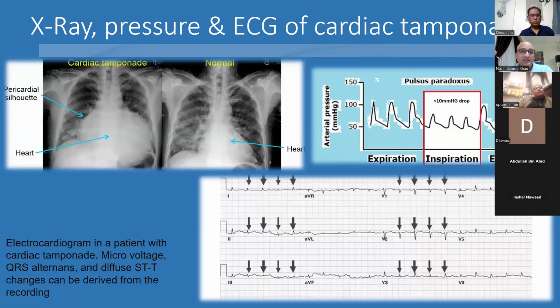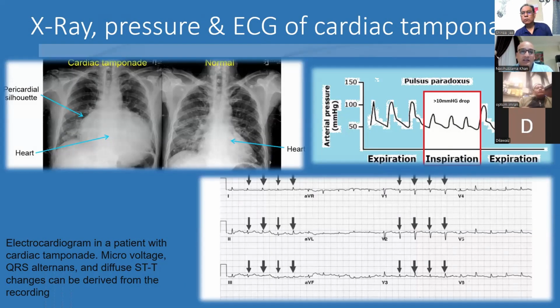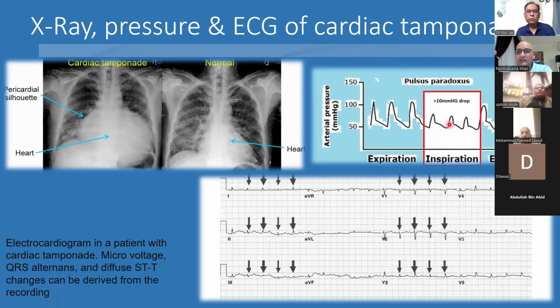So in this picture, we can see an X-ray image. One image is a normal heart, and in the second image we can see, I will open my pointer. So here we can see a water bottle shaped heart. And in this image, we can see the pressure waveform directly showing pulsus paradoxus. During inspiration, the systolic peak to peak pressure is decreased more than 10 millimeters of mercury. And in ECG, we can see clearly the electrical alternans, QRS complex variation.